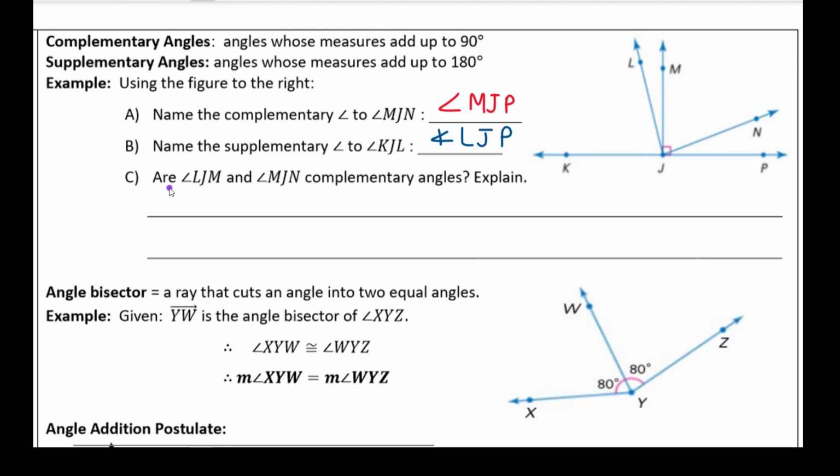And let's look at the next example. The question is, are LJM, which is this angle, and MJN complementary? Remember, complementary means 90 degrees. Even though it might look like a 90-degree angle, we don't have any symbol right here saying that this is a 90-degree angle. So our conclusion is no. Why? Because there's not enough information.